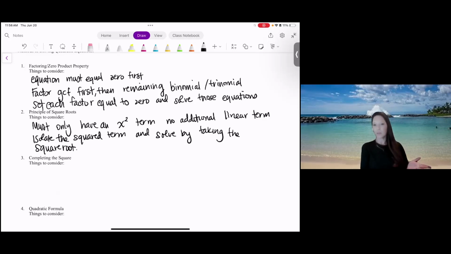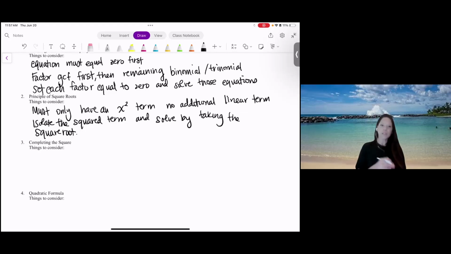I think completing the square is awesome. Completing the square can be done almost all the time. If you have just an x squared term, you should be using the principle of square roots. If you can factor, you could complete the square as well, but you're doing more work than you need to. But completing the square involves a few steps. So things to consider is, are you doing it because you were told to? If so, then do it. I think it's fun. I'm a math teacher. I enjoy it. If you're not being told to complete the square, it's probably just as timely to use the quadratic formula. You need to have an x squared and an x term.